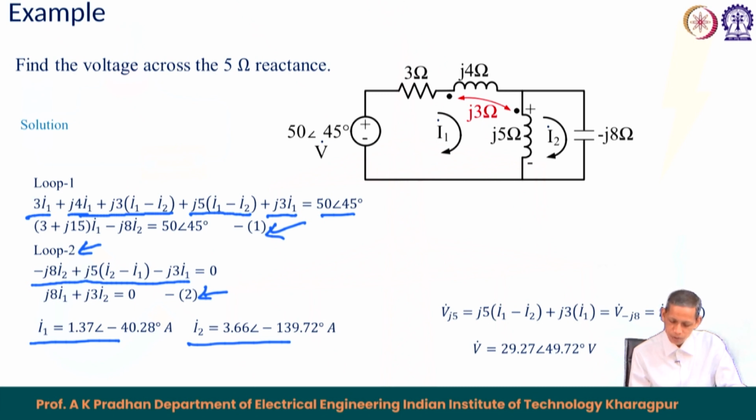So, V5 becomes equal to, as mentioned here, J5 (I1 minus I2) plus J3 I1, or equal to I2 into minus J8, and that gives us the corresponding voltage to be 29.27∠49.72° volt. So, this is another example on coupled circuit.